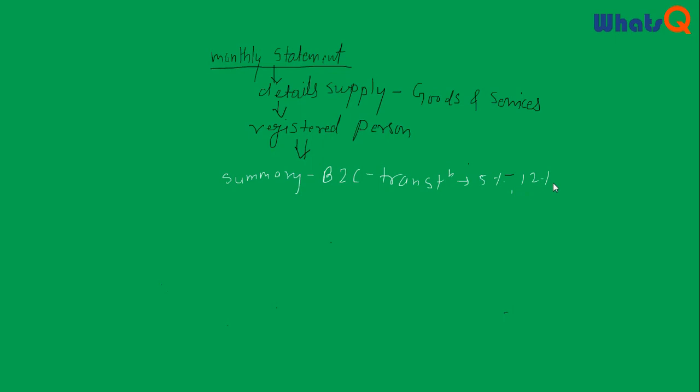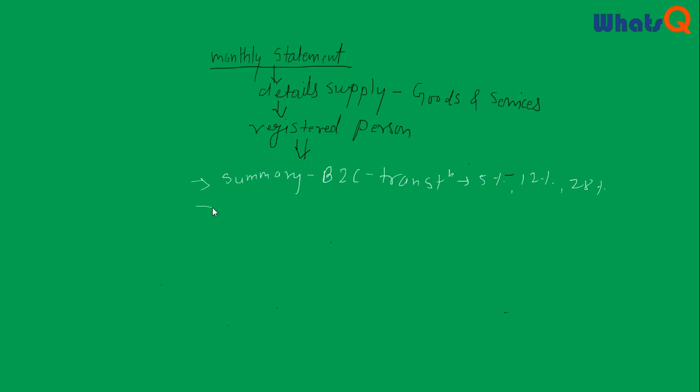When I say B2C transaction summary, it means under 5% how much you have sold, under 12% how many products you have sold, and if you have any returns also, that will be set off inside it. You don't need to report debit notes or credit notes raised to your B2C customers separately if they are not exceeding 2,50,000 under summary B2C transactions. This is apart from those which have transactions of more than 2,50,000.